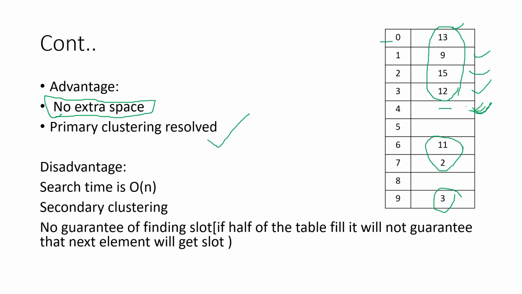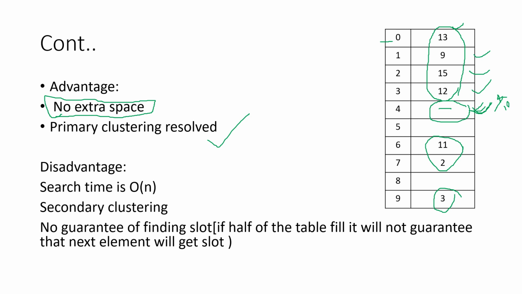Because of that, this place has a high probability. The probability of the 4th index is 4 by 10. Whether the collision occurs at the second or at 12, the element is going to be stored at the 4th index, and this is called primary clustering. That was the problem of linear probing, and it is resolved by quadratic probing.